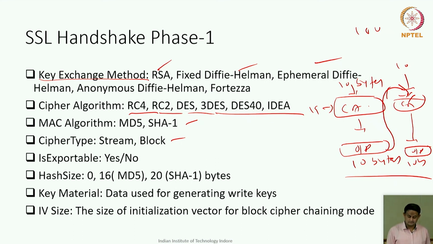And then you have the different hash sizes. The hash size at the minimum can be 0, but in most cases it is not 0. If you use MD5, 16 bytes of hash or MAC is generated. If you use SHA-1, then 20 bytes of hash is generated. And then you have an initialization vector. Some of the cryptographic algorithms require an initialization vector, so the size of that initialization vector, the key material, how the session key is exchanged, and what component is transferred is also indicated here.